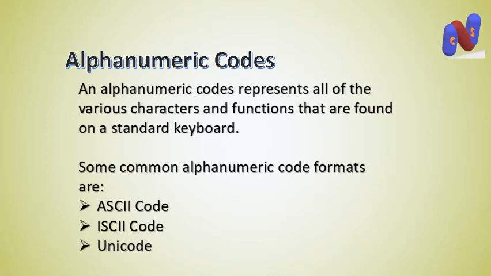So how can our computer recognize which character has to be typed or which character has to be stored? For this we use types of character sets, and in short those are known as alphanumeric codes. Some common alphanumeric code formats are ASCII code, ISCII code and Unicode.